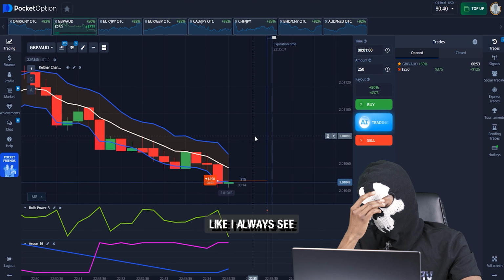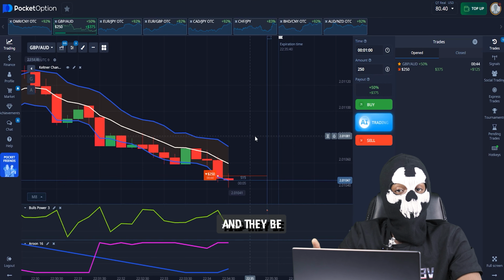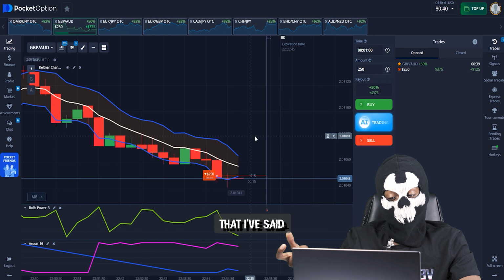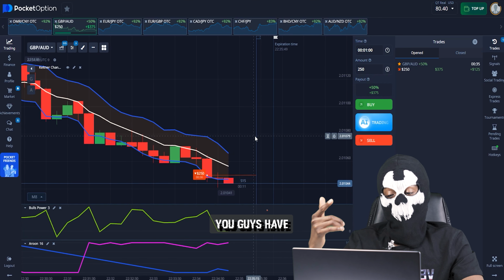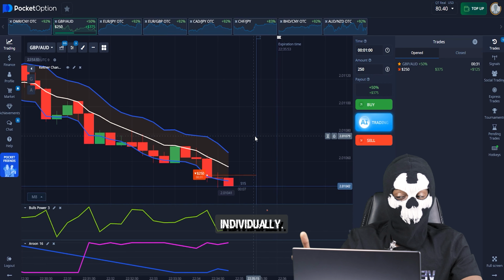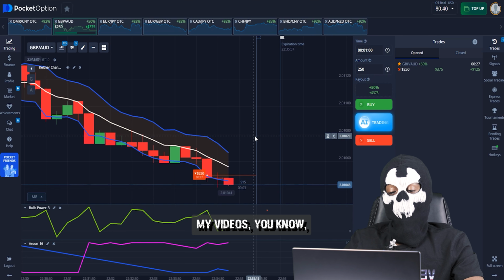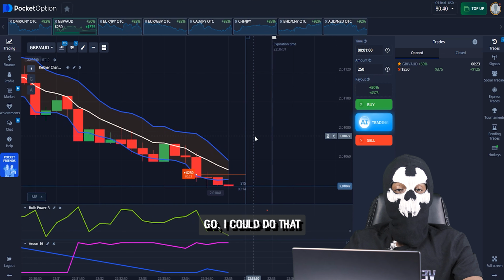Basically, like I always say, the indicators are the key, or I can say for me, that's my key secret to understanding the market. They help you with the analysis of the market. This is not something I've said for the first time, I say it most of the time. You guys have to understand how your indicators work together and how they work individually. You can also use my videos, with time, to really understand which indicators go together.